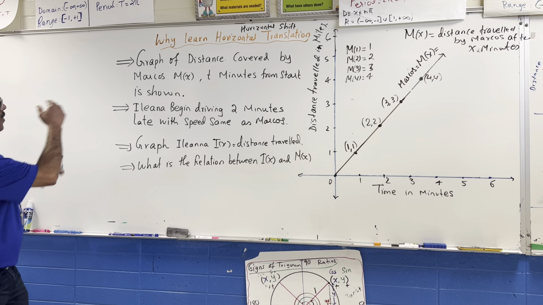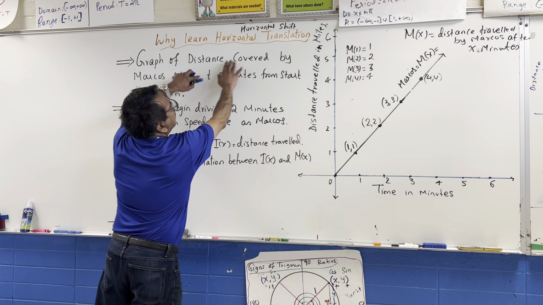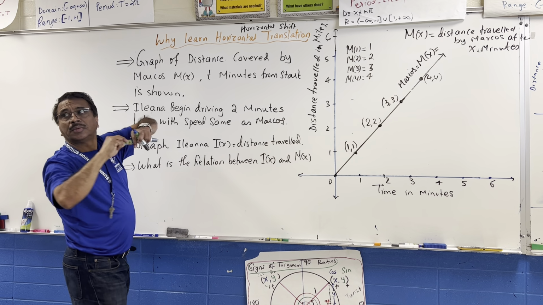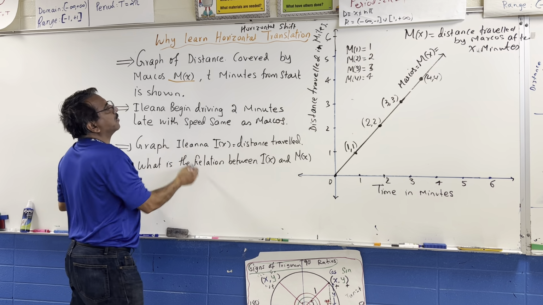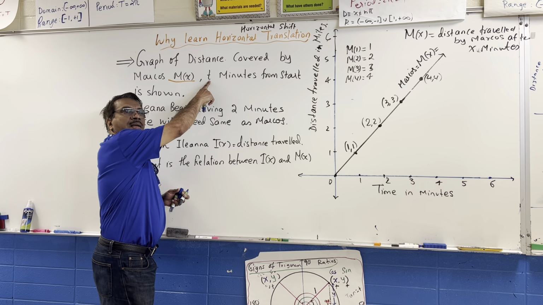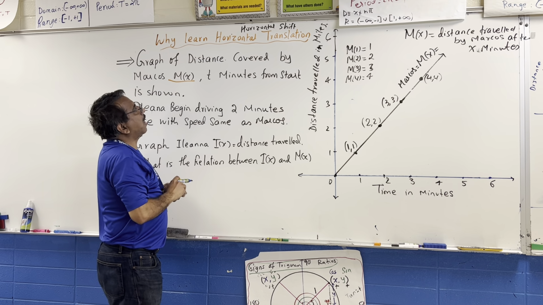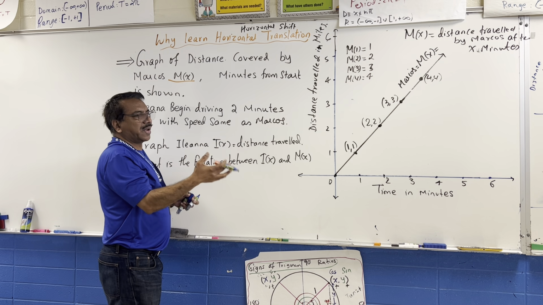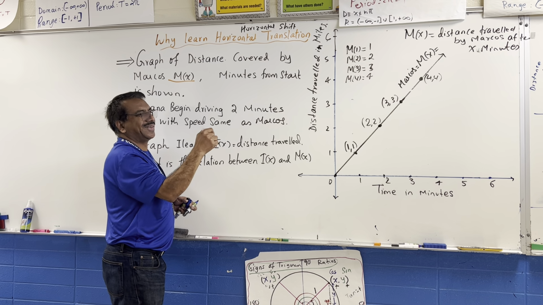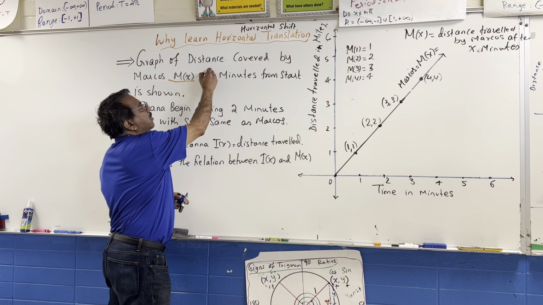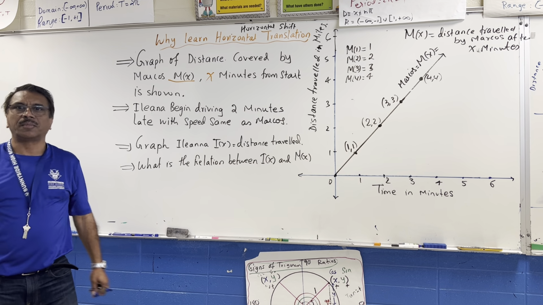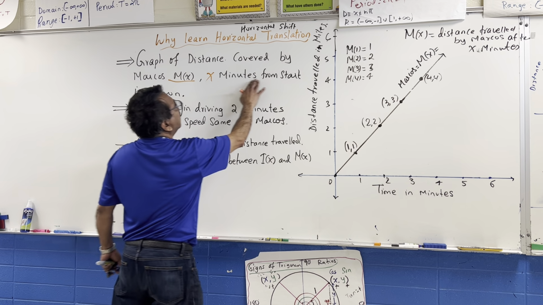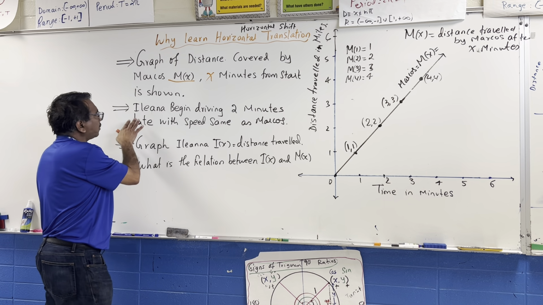So what we are supposed to do is graph the distance covered by Marcus. There it is. This part is given. There's a mistake I made. I'm using x, so I take this t. Actually, because it's time, I should have used t, but I don't want you to get confused, so let's use x. x stands for time, how many minutes pass from the beginning. So minutes from the start is shown.